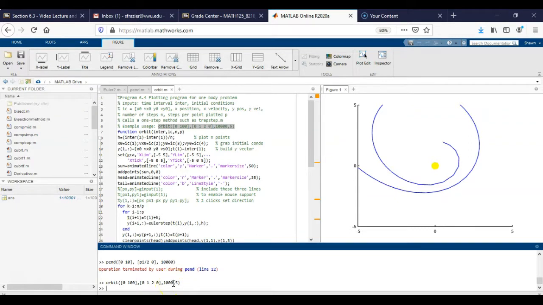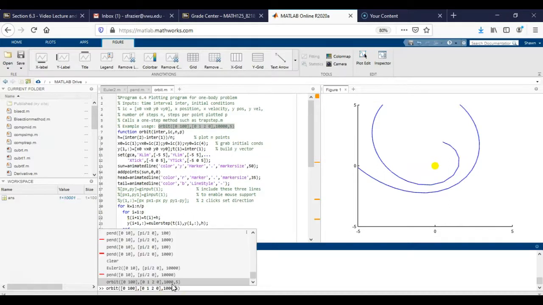In this case, if we're going from 0 to 100 and we're doing 1,000 steps, h would be equal to 0.1. Here, h is 0.1 if we go 0 to 100 with 1,000 steps. So let's decrease h to 0.01. Then we would need 100 divided by 0.01 steps, or 10,000 steps. So let's see if that gives us a better solution.